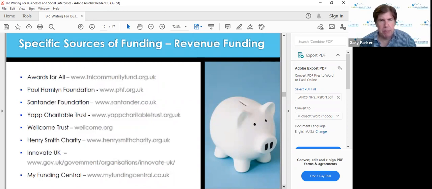Revenue funding sources are for funding for projects and development funding, including running costs and salaries in some cases, but that's the larger ones. Awards for All is there, and the Wellcome Trust, that's the organisation I mentioned. They will fund that, and the Henry Smith charity. You can go on My Funding Central as well, or Grants Online, because there are lots of revenue funding organisations on that.